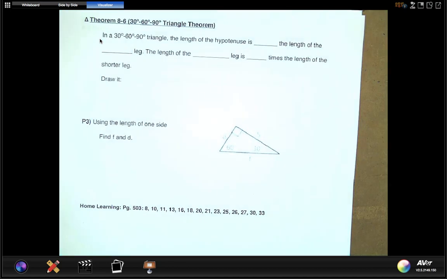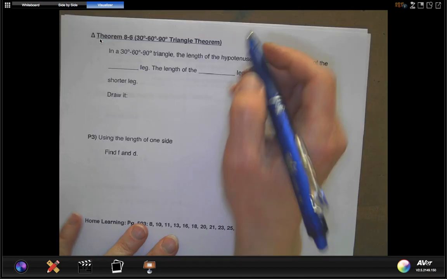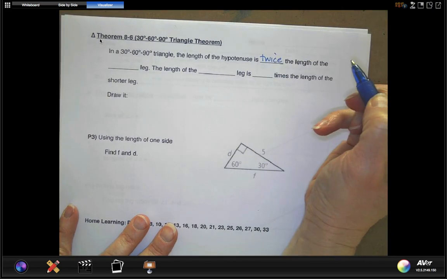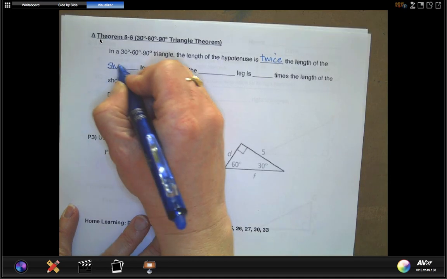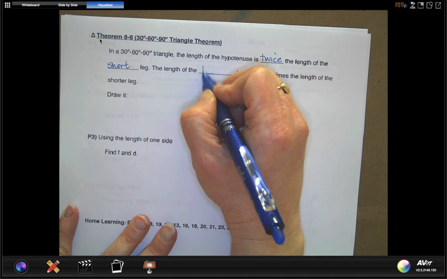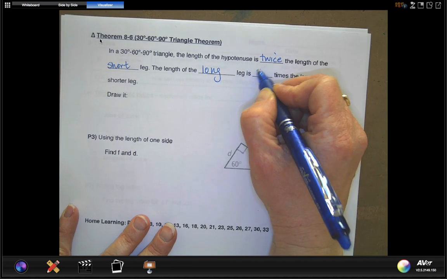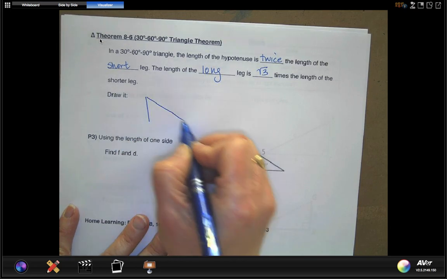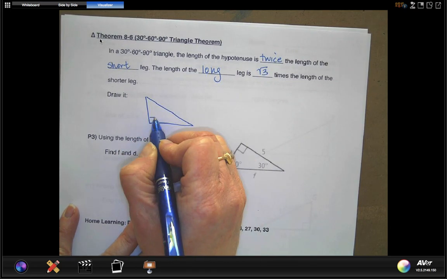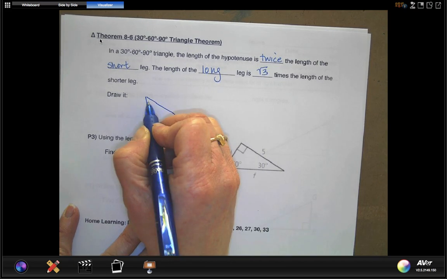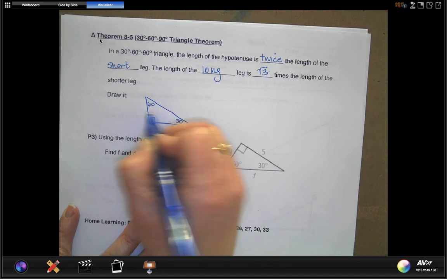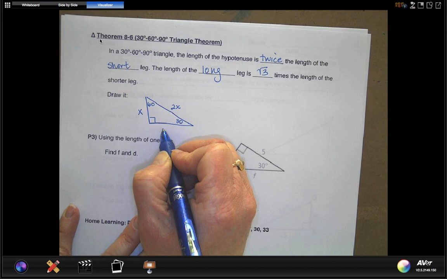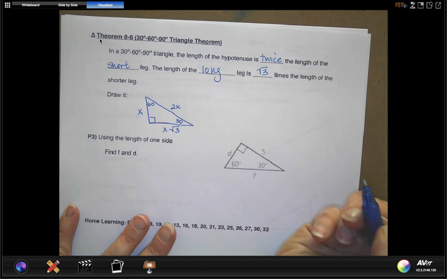All right, then there's another one. This other one is called a 30, 60, 90 triangle. So in the 30, 60, 90 triangle, the length of the hypotenuse is twice the length of the short leg. The length of the long leg is the square root of 3 times the length of the shorter leg. So in this one, I've got this angle, there's my right, there's my 30, there's my 60. So if I start off with the short leg just being x, the hypotenuse is 2 times x. The long leg is x times the square root of 3.